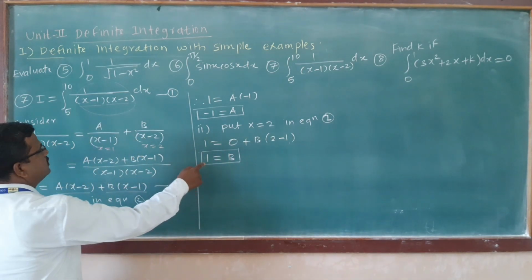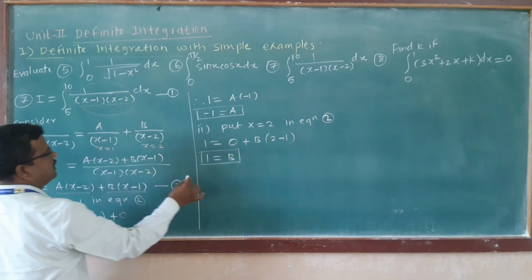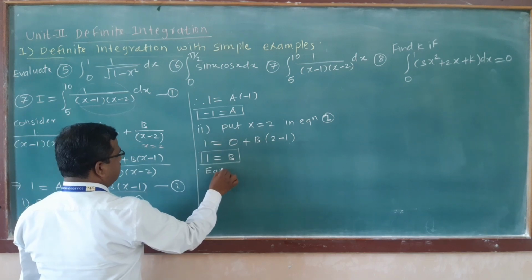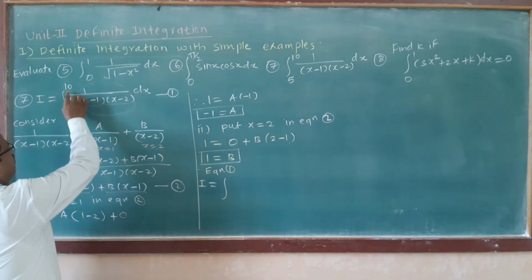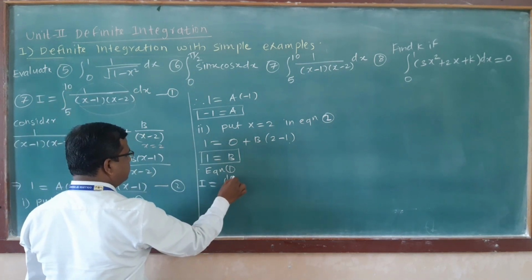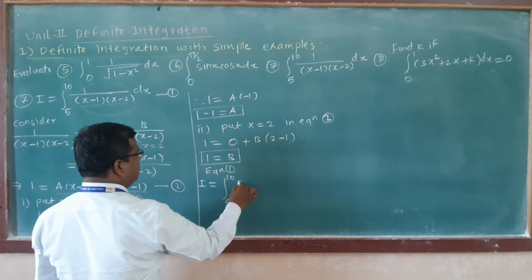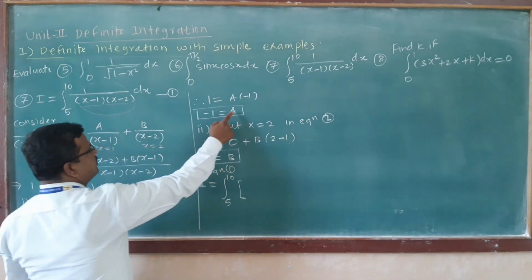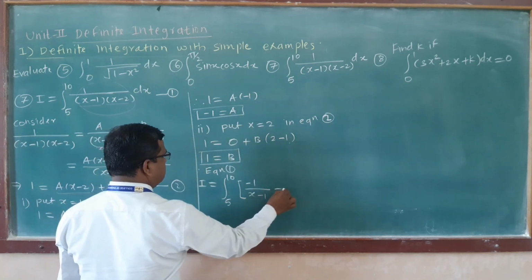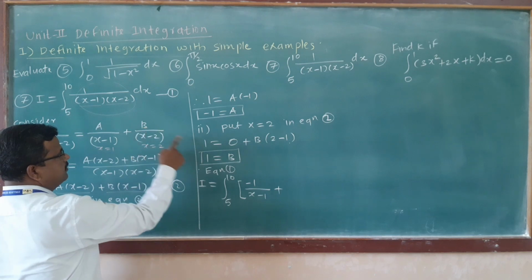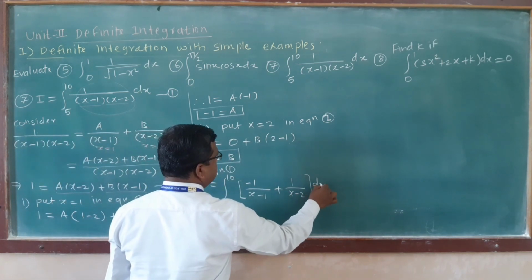So put these values in this partial fraction, so that equation 1 becomes I is equal to integration from 5 to 10. Now instead of this integrand, write their partial fractions, which is, a means minus 1 upon x minus 1 plus b means 1 upon x minus 2, with respect to x.